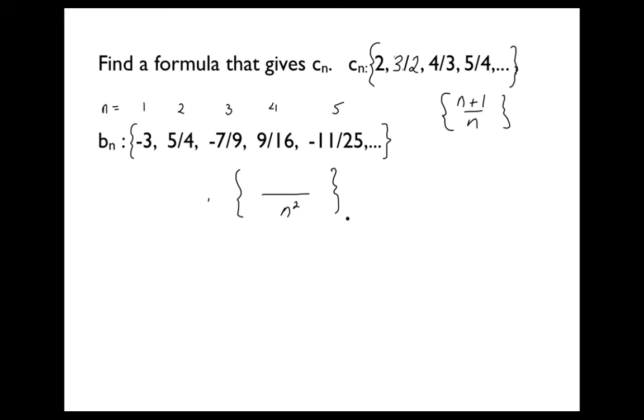So that should have been easy. Numerator should also be attainable. So 1 gives 3, 2 gives 5, 3 gives 7, 4 gives 9, 5 gives 11.